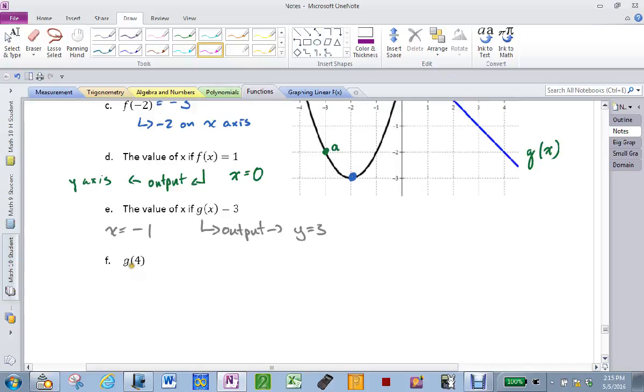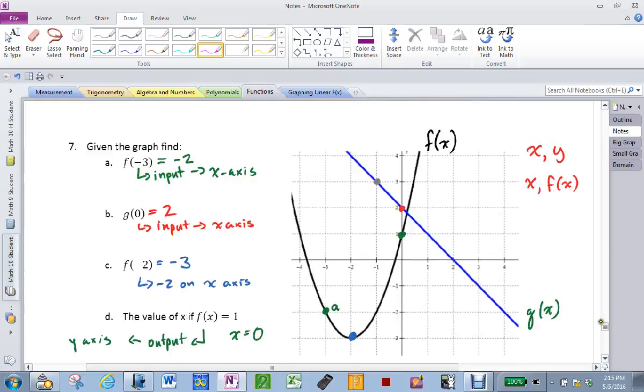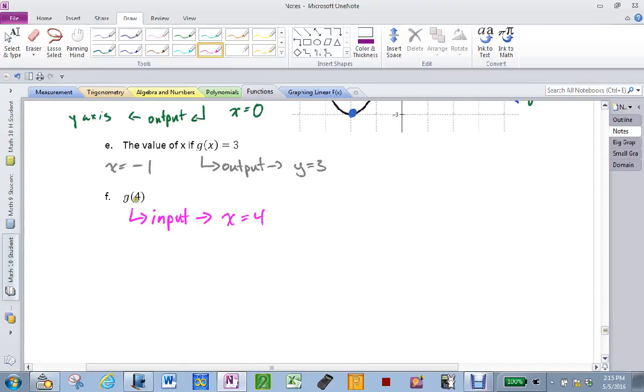G of 4. Is that input or output? Input. So where do I look? X equals 4. And am I looking at which line? The straight line or the curvy line? Straight line. So I go out to 4. And I find it is right here. So G of 4 equals 2.